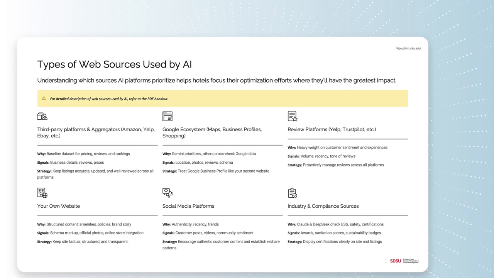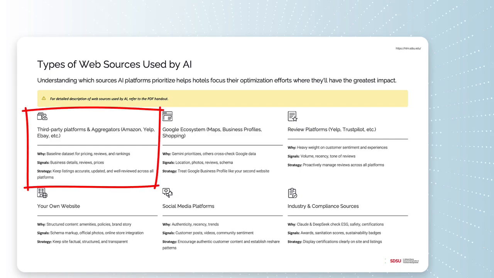So what sources do AI platforms use to generate hotel recommendations? Here's the big picture answer based on how the major AI platforms actually pull, filter, and rank content today. For a detailed description of web sources used by AI, refer to the PDF handout that is attached to this lecture.